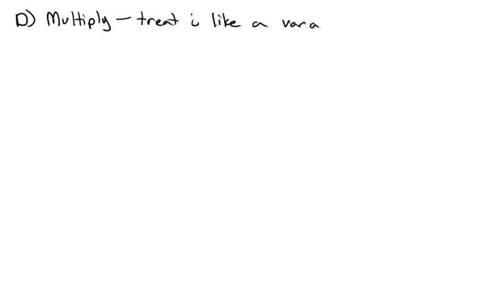Speaking of multiplication, though, how do we multiply complex numbers? Well, almost exactly the same as we multiply real numbers. We treat the i like a variable, with one little exception, which is the definition of i squared. Whenever we have i squared, that's equal to negative 1.